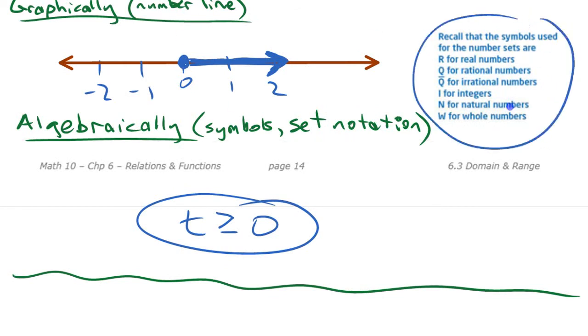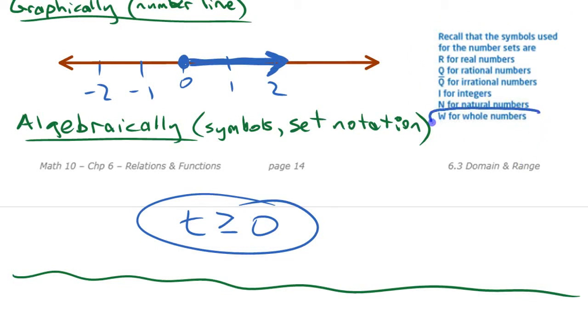Mathematicians invent symbols here. Symbols used for whole numbers, W, that makes sense. Natural numbers, N, that makes sense. I for integers, that makes sense. Here's the one that doesn't make sense. Well, this one makes sense, R for real numbers. But then look what somebody did for rational numbers and for irrational numbers. Does that make sense here for you, these two symbols, Q and Q with a line on top of it?